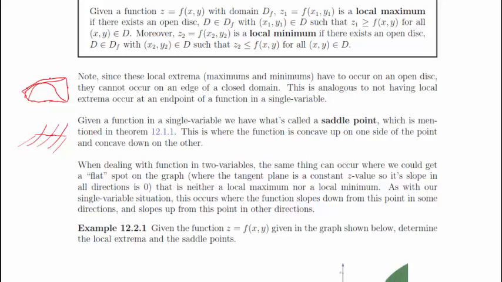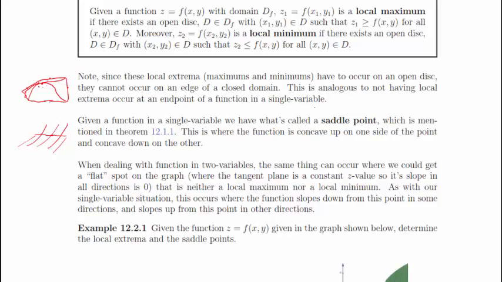So if I have the top of some hill, I can put an open disk around that point and see that within that disk, that is the highest z value that occurs within that open disk region.